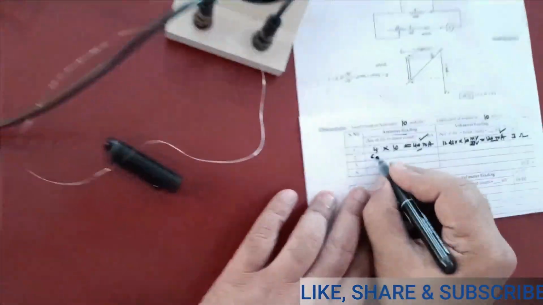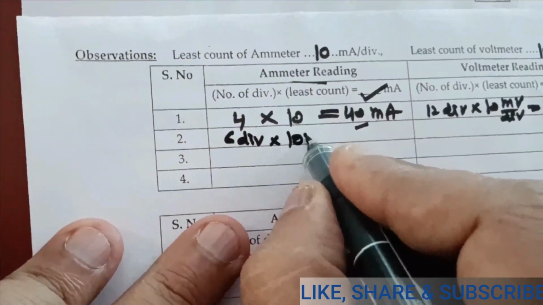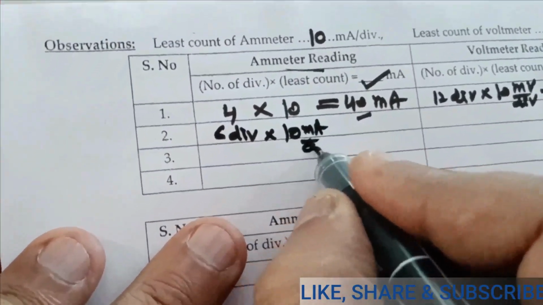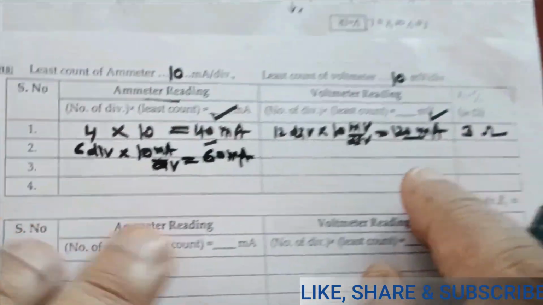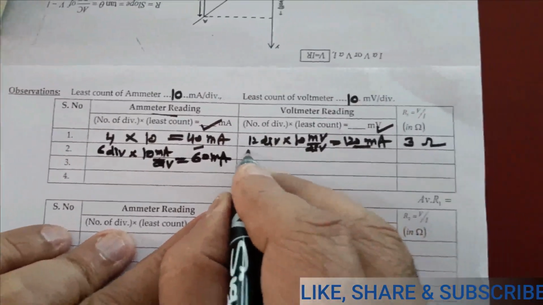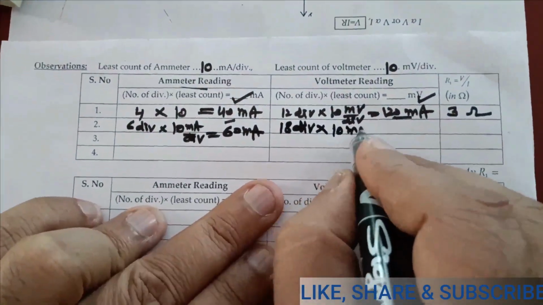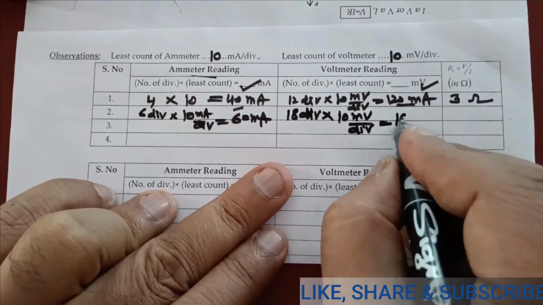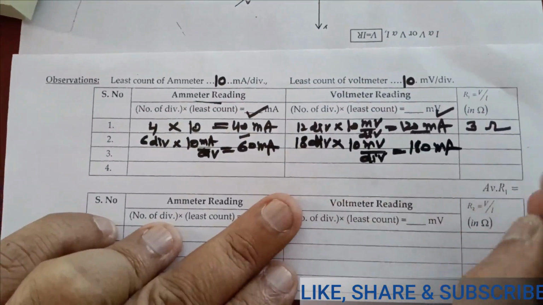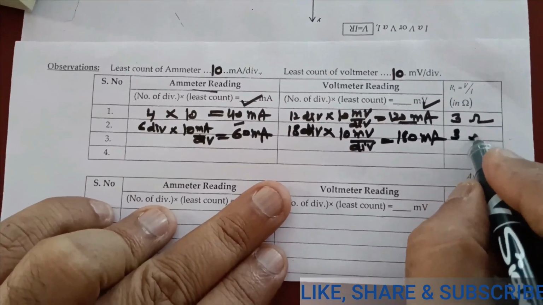Let's record it. So this is equal to 6 divisions multiplied by 10 milliampere per division, and this is equal to how much? This is 60 milliampere. And over here, this is 18 divisions multiplied by 10 millivolt per division. This is equal to how much? This is equal to 180 millivolt. Divided. Now as I divide, again I get 3 ohm.